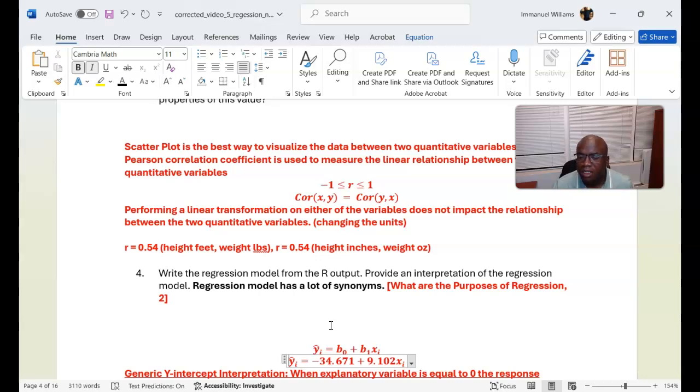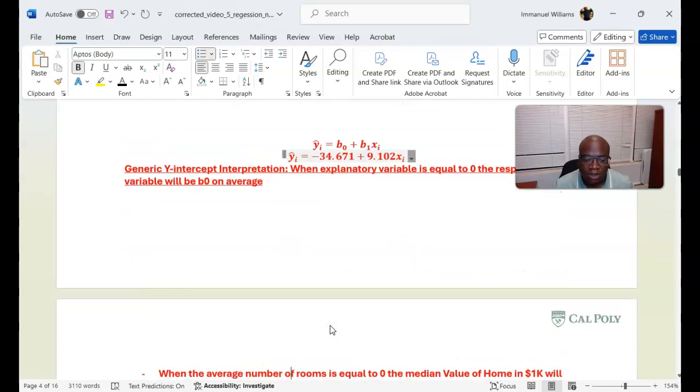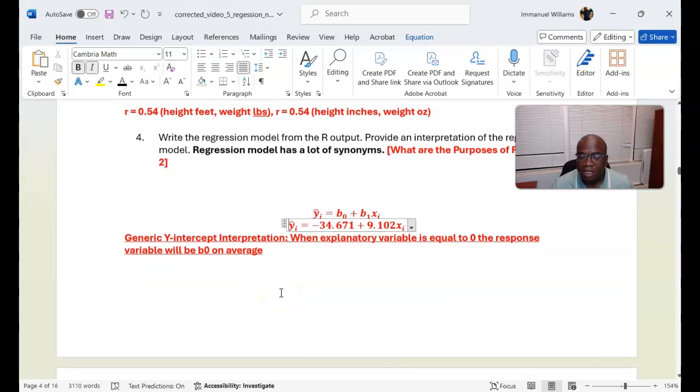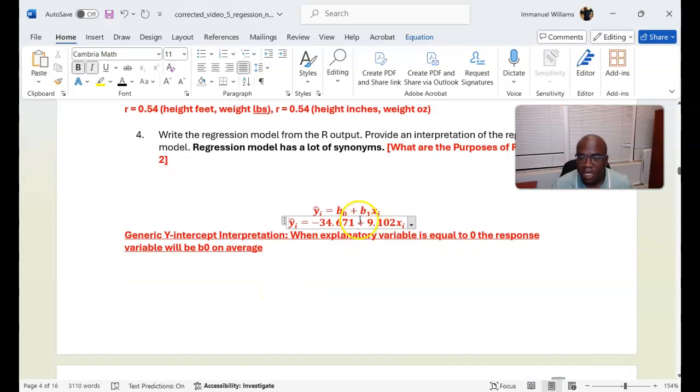And so then what is asked of us is to write out an interpretation. The most generic interpretation for the y-intercept at -34.671 is that when the explanatory variable is equal to 0, the response variable will be 0 on average. And how do we do that in terms of our problem?